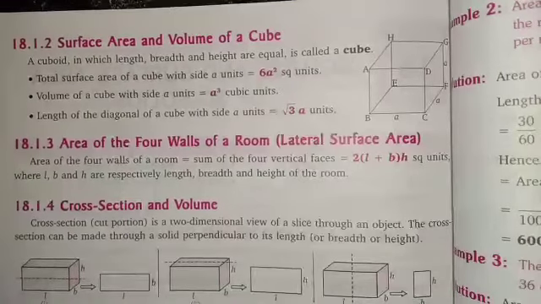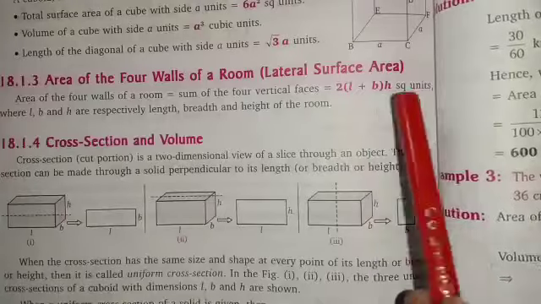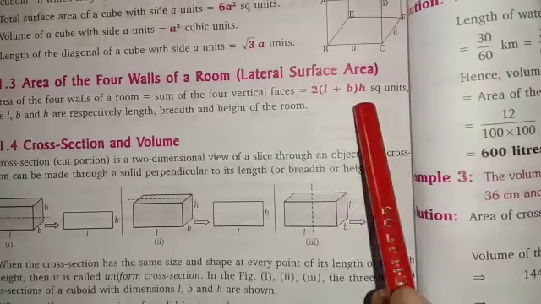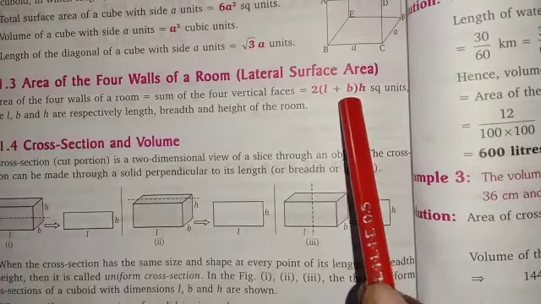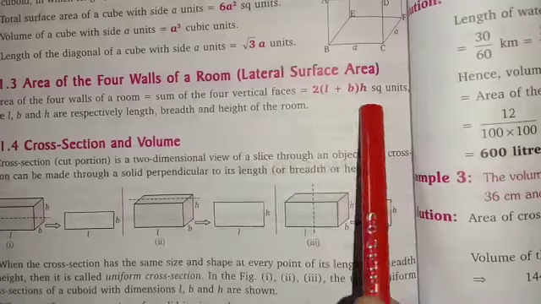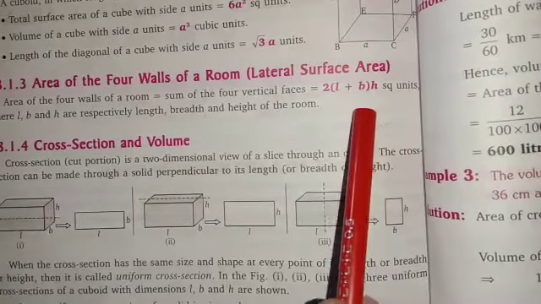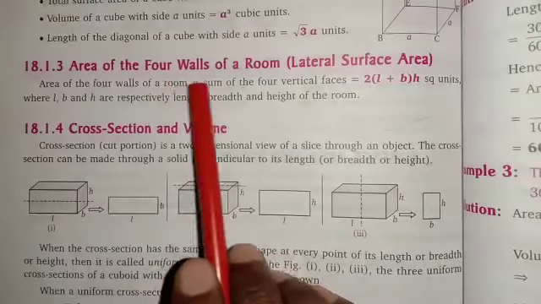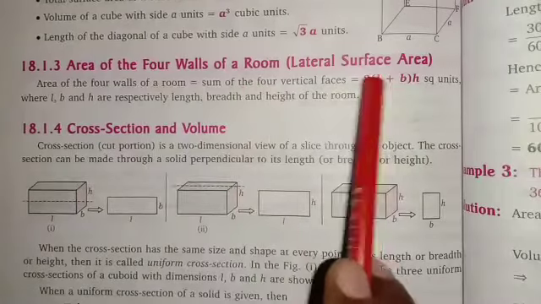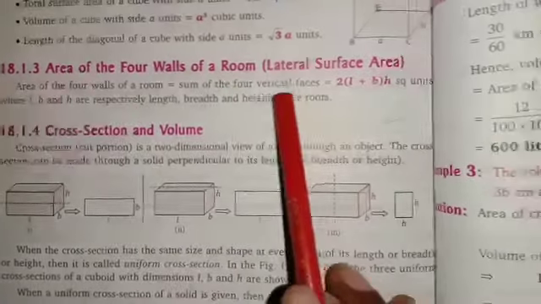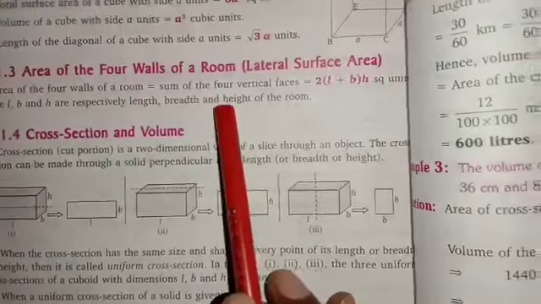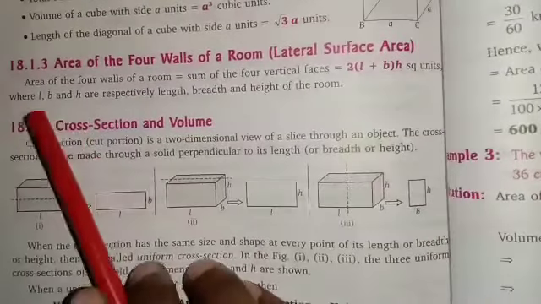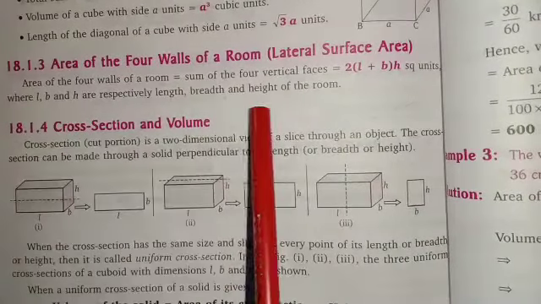Okay, and the lateral surface area of a cuboid or room formula is 2 whole into L plus B into H. 2 whole into L means length plus breadth, whole into H, H means height of the room. This is the area of four walls of a room or lateral surface area. Area of the four walls of a room means lateral surface area of the cuboid, that is the sum of the four vertical faces. Formula will be 2 whole into L plus B into H square unit, where L, B, H are respectively length, breadth and height of the room.